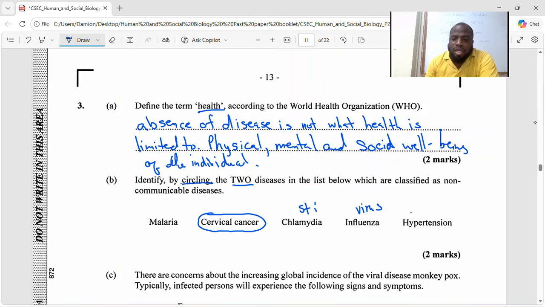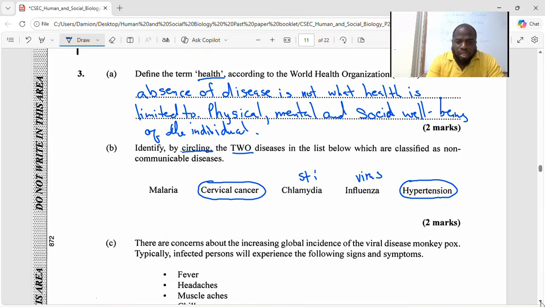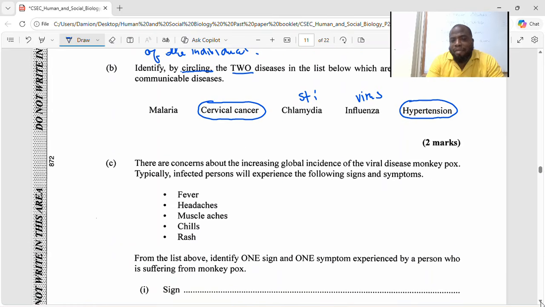While hypertension is high blood pressure, and that in itself is due to genetics, lifestyle, and even environmental conditions that can lead to you acquiring that disease. So the two that would have been circled would have been cervical cancer, found in females, and of course, hypertension.